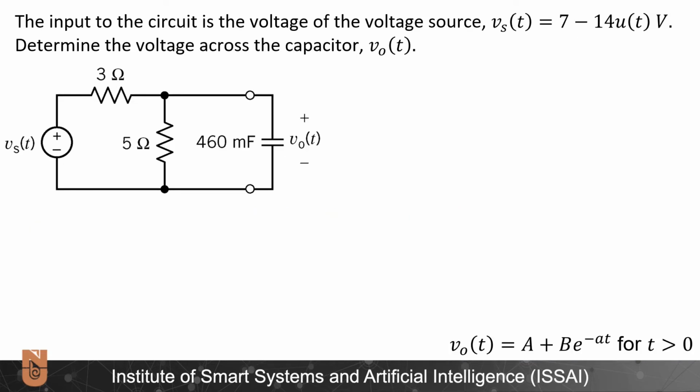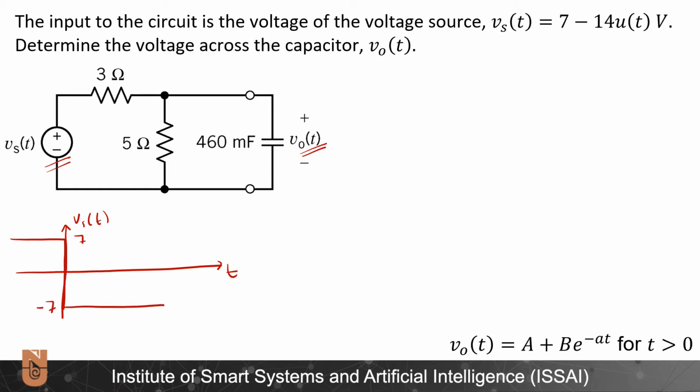The input to the circuit is the voltage of the voltage source. Vs is equal to 7 minus 14 times u of t, and we need to find the capacitor voltage V output of t. So let me again start by drawing the input to the circuit. Here I have t, here I have Vs of t. It will start with 7, and at t equal to 0, it will jump to minus 7 and continue that way till infinity.